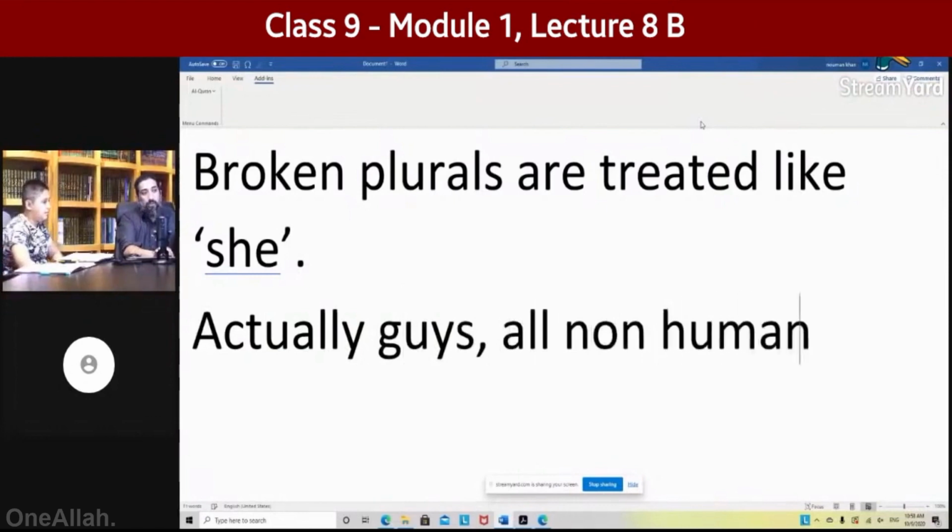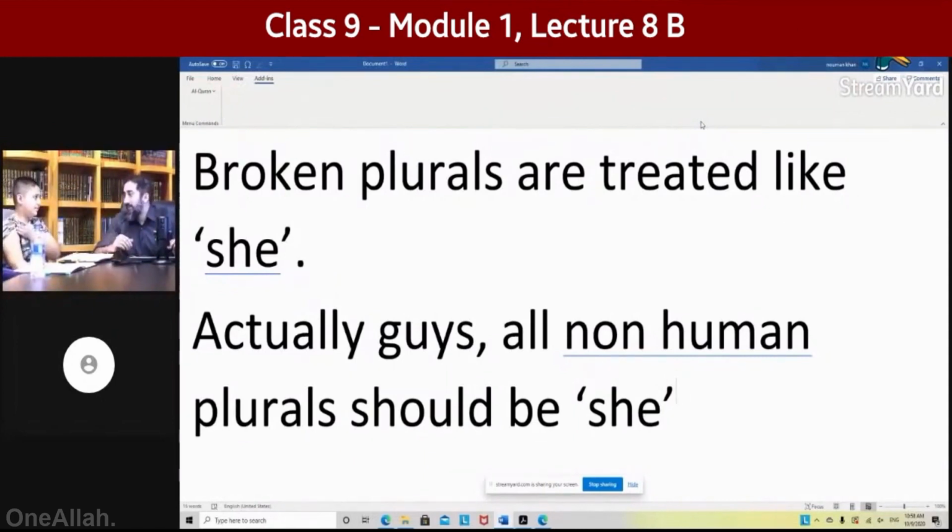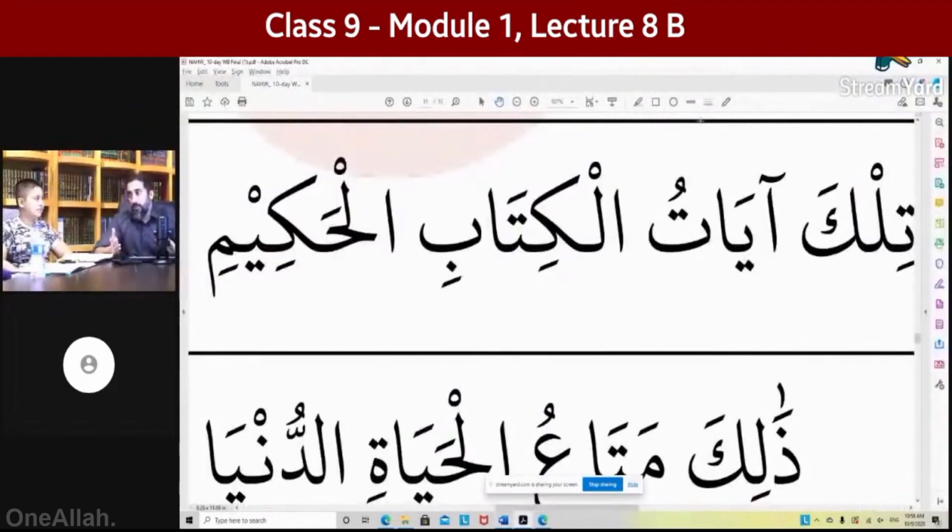They said all non-human plurals should be she. So long as it's a plural that's not talking about humans, it's a she. They just make it simpler. Broken, non-broken, I don't care. Beds are a she. If it's plural and it's not about a human being, they'll use she.